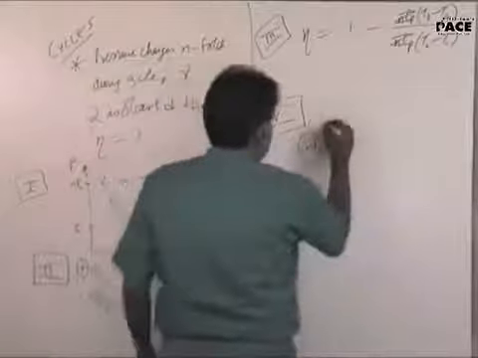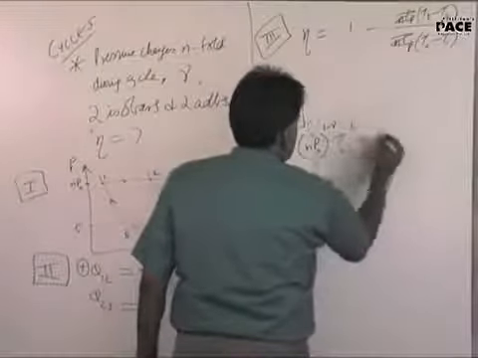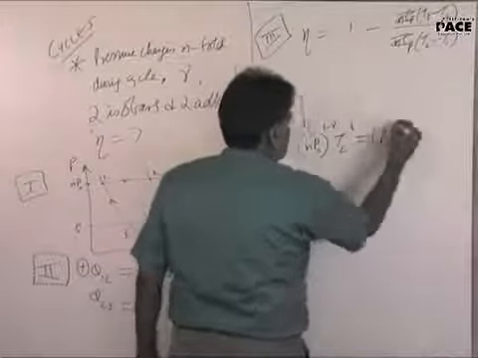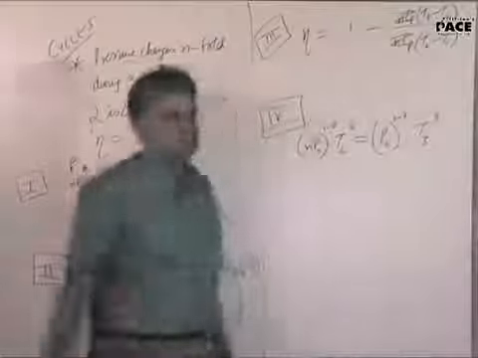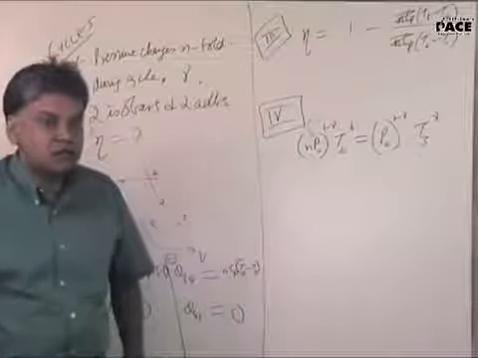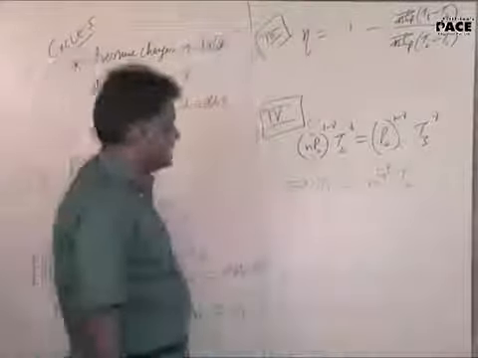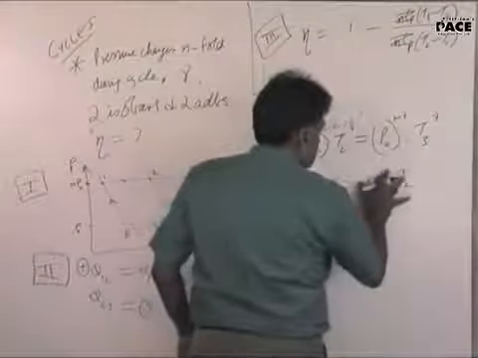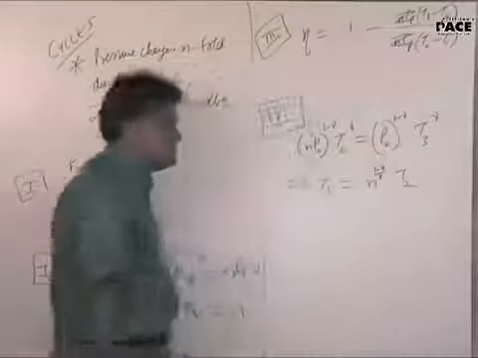nP naught power 1 minus gamma T2 power gamma is equal to P naught power 1 minus gamma T3 power gamma. Can we write this? So what does your T3 become? So your T3 becomes, we can write like that, n power (1 minus gamma) by gamma times T2 is T3.